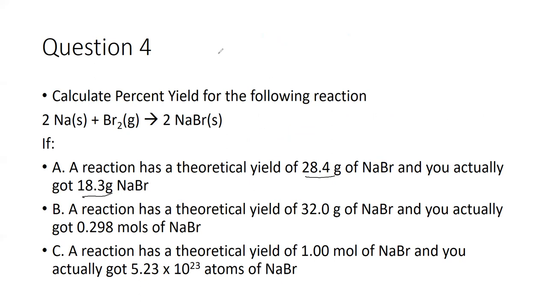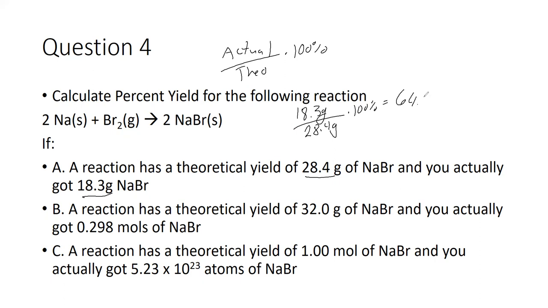What's my percent yield? So remember, it's actual divided by theoretical times 100%. So my actual is 18.3 grams. Theoretical is 28.4 grams multiplied by 100%. And we get that my percent yield is 64.4%. Pretty straightforward.